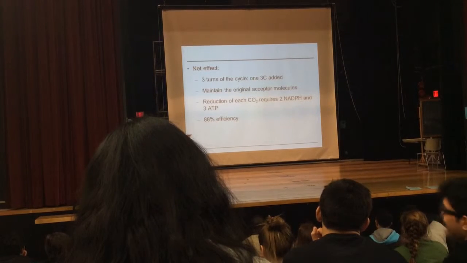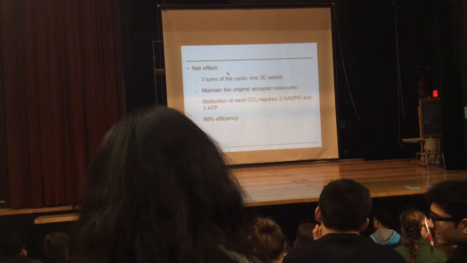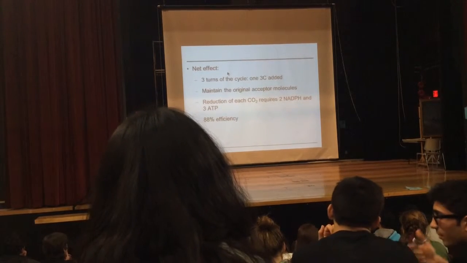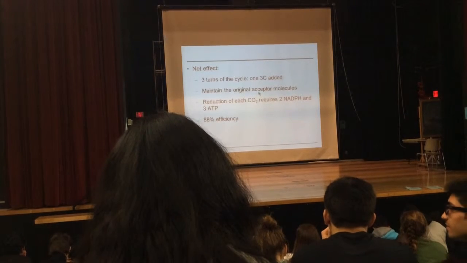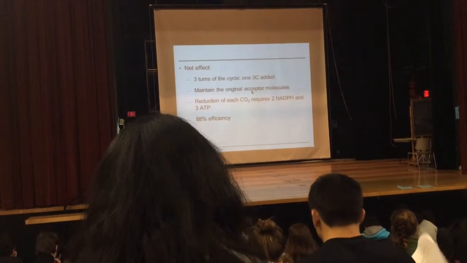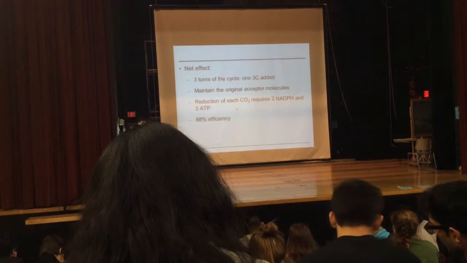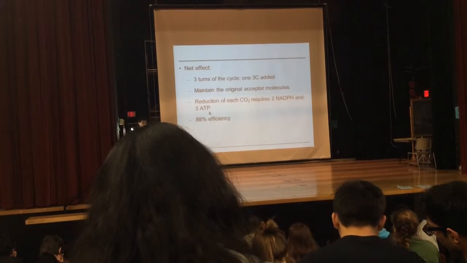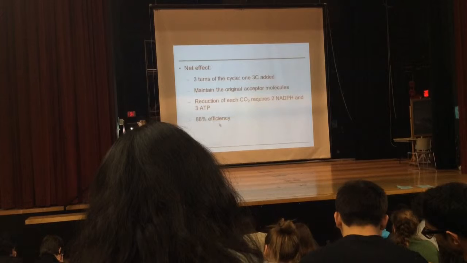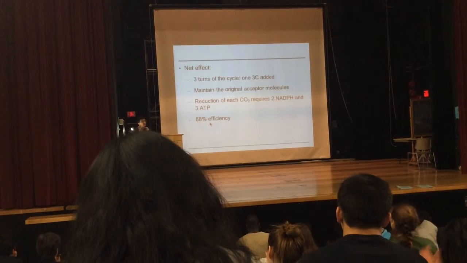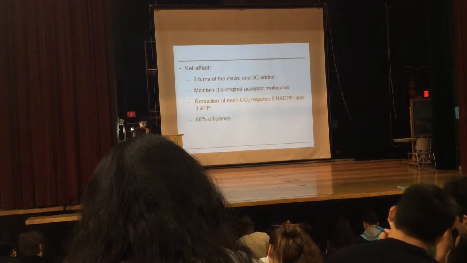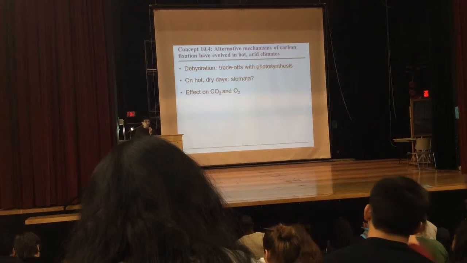So the net effect, 3 carbon dioxides come in, 3 turns of the cycle, you export the equivalent of 1 3-carbon compound, you maintain your original acceptor molecule, the RuBP, you require NADPH and ATP molecules, and the efficiency of the cycle is actually quite high, 88%. Efficiency of photosynthesis as a whole, not as high, and we're going to see why. There's a problem with oxygen.